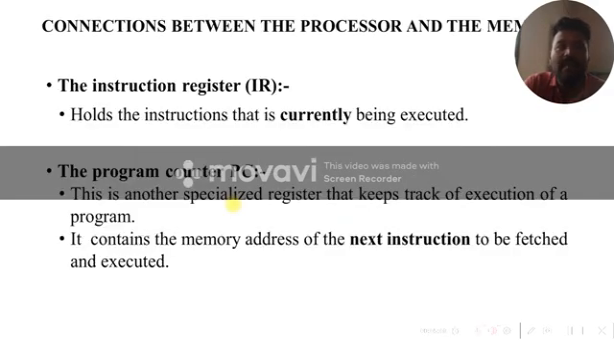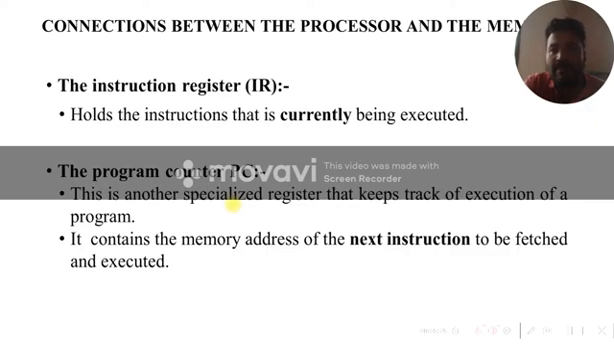Okay, so here is the basic gist of the different types of registers that we have mentioned in that particular diagram. First, the instruction register. The instruction register is a special kind of register that is used to hold the instruction that is currently being executed in a particular memory space.